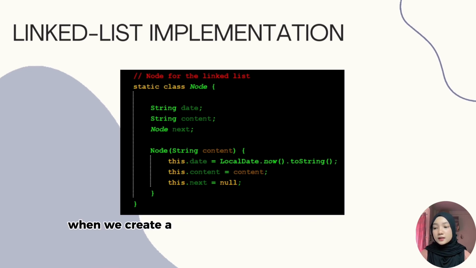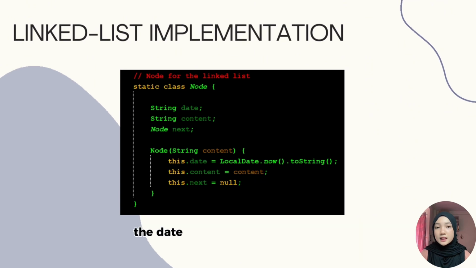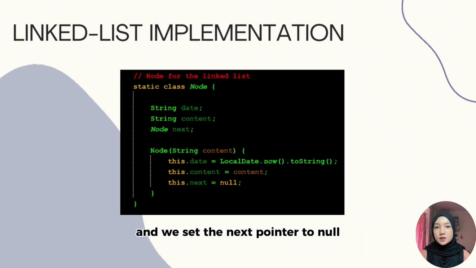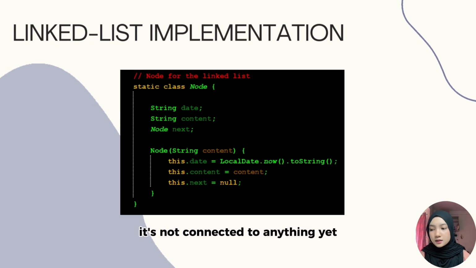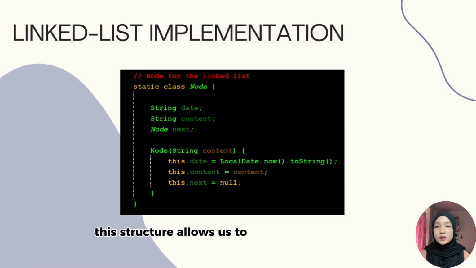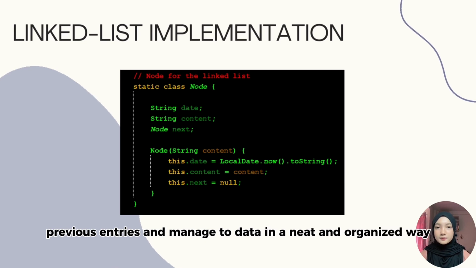When we create a new node, we pass the content into the constructor. The date is generated automatically, and we set the next pointer to null because initially it's not connected to anything yet. This structure allows us to easily add new entries, traverse the list to view previous entries, and manage the data in a neat and organized way.